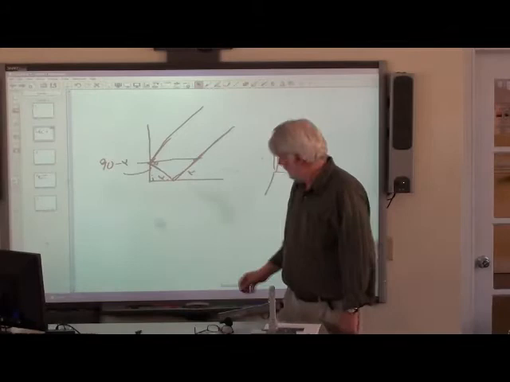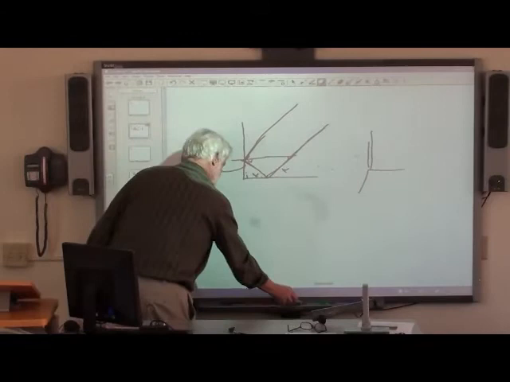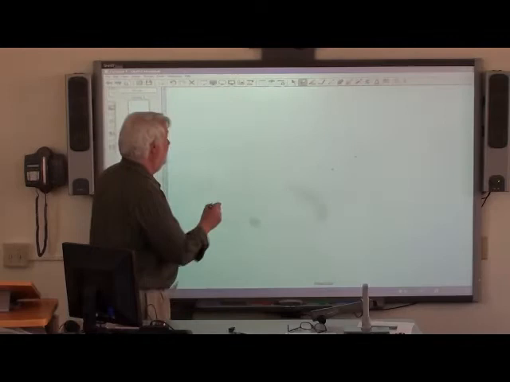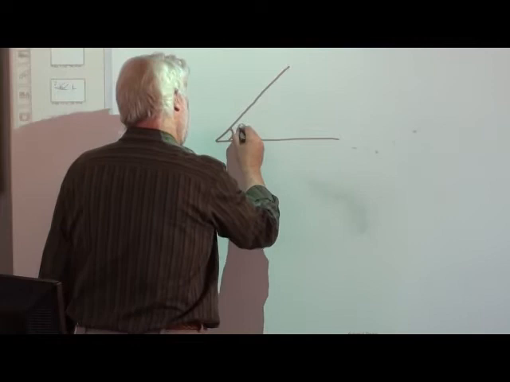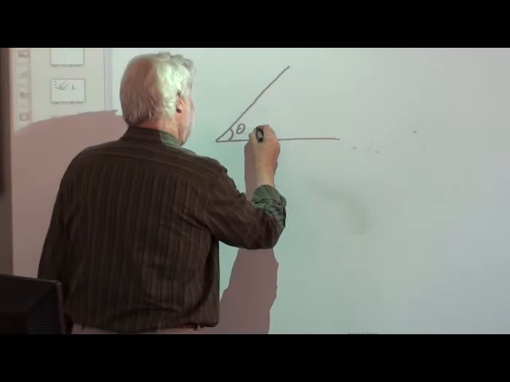Let's think about another case. What happens now if I put two mirrors together at some angle here? Let's call this theta, my name for an angle. What happens now if, let's put a little arrow here. What happens when I start to reflect now?